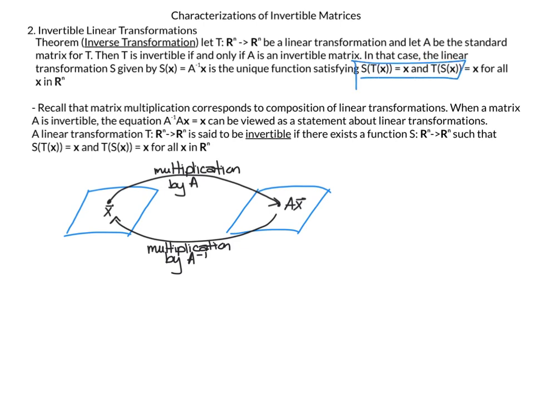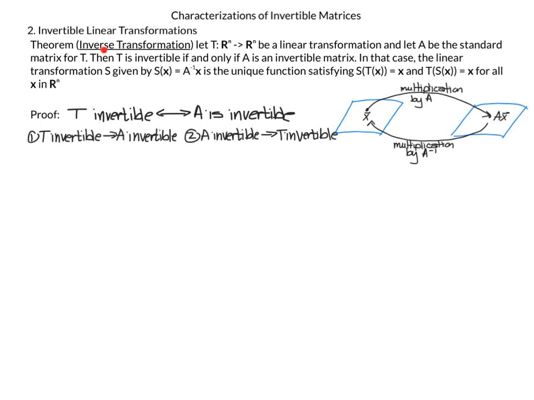To prove this theorem here, there's an if and only if, right? T is invertible if and only if A is an invertible matrix. So here's the if and only if. So there's two things to prove. The forward direction, which is T is invertible, implies A is invertible, and the backwards direction, which is A is invertible, implies T is invertible.